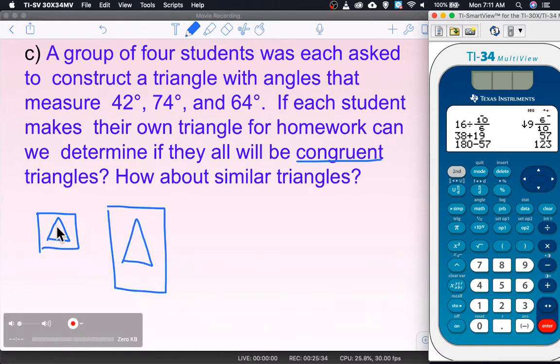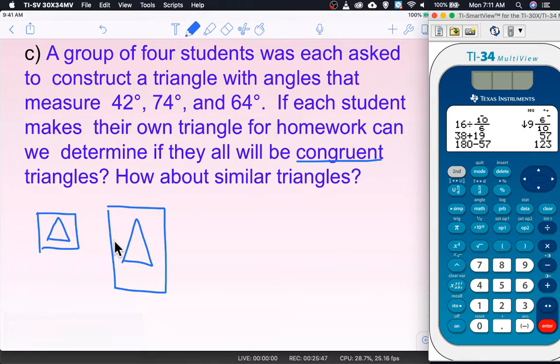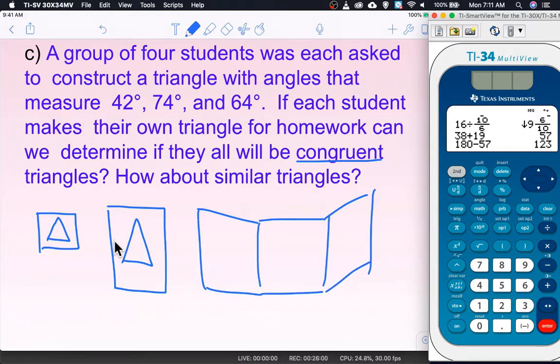Well, those two triangles are not congruent. They're not exactly the same. If they have the same angle measures, as they should, they're the same shape, but look at them. They're definitely different sizes. If another kid, like some kid who really wants to get extra credit, teacher's pet, comes in and buys one of those trifold poster board things and makes a huge triangle with the same angle measures.